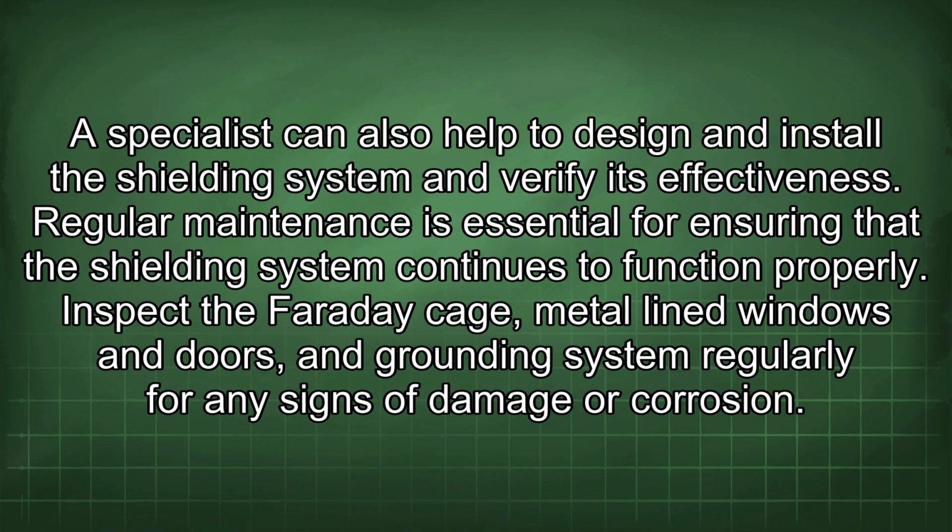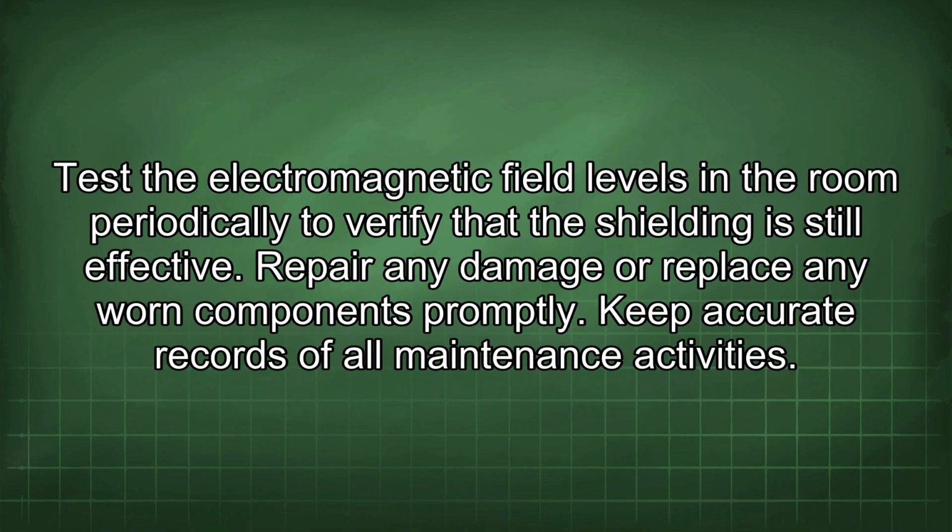Regular maintenance is essential for ensuring that the shielding system continues to function properly. Inspect the Faraday cage, metal-lined windows and doors, and grounding system regularly for any signs of damage or corrosion. Test the electromagnetic field levels in the room periodically to verify that the shielding is still effective. Repair any damage or replace any worn components promptly. Keep accurate records of all maintenance activities.